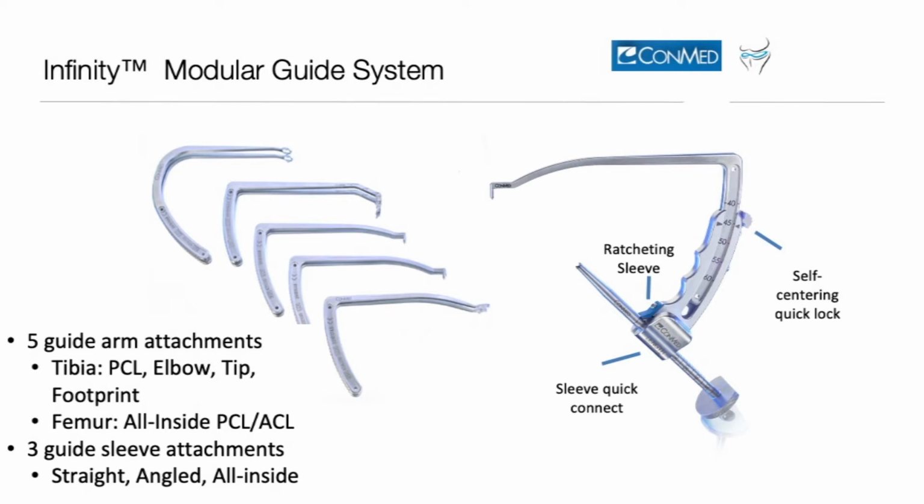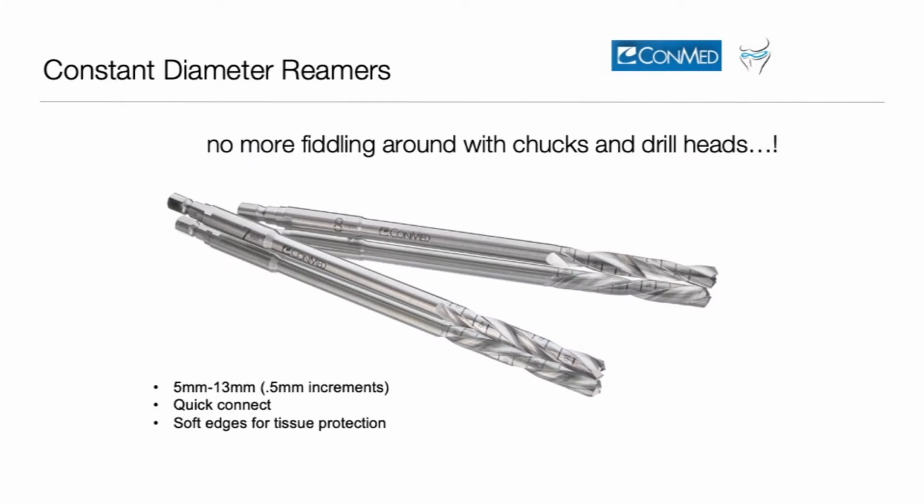The new tibial aimers have different arms to cover all the operations that we have, from PCL through to ACL, through the all-inside devices. So you have the elbow and the tip aimers and the footprint aimers to be able to achieve exactly what we want to. And they're really neat, with a quick connecting sleeve with a ratcheting sleeve that's easy to adapt, and a one-handed self-centering lock, which I'll show you on the videos. Reamers are quick coupling, no more fiddling around with the chucks and the drill heads, and these work with the quick coupling devices. The whole range is there from 5 to 30 millimeters in 0.5 millimeter increments.